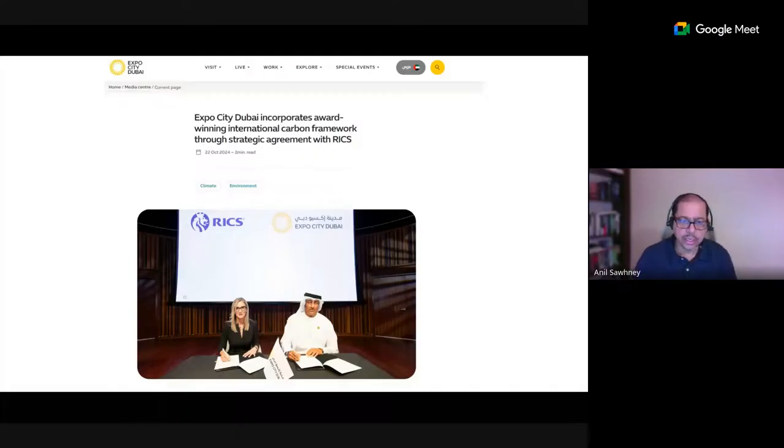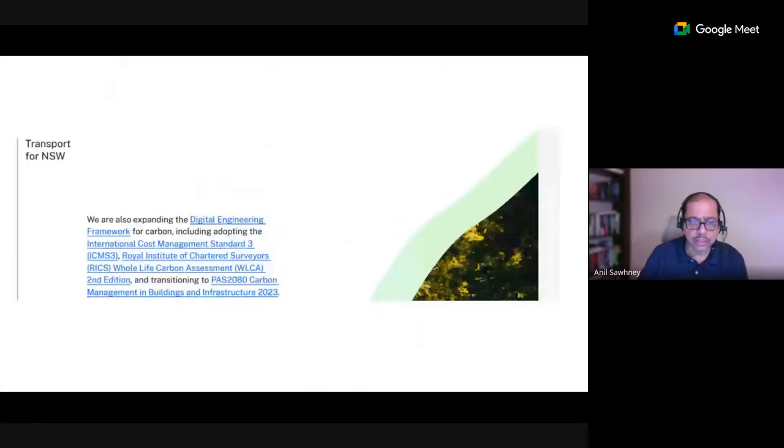We recently signed an agreement with Expo City Dubai, and they'll be using the standard as well. I think this is sort of a repeat of what Transport for New South Wales is doing, but essentially they have a digital engineering framework in which carbon is being added, and it's being added using these standards that I have listed here on the screen.